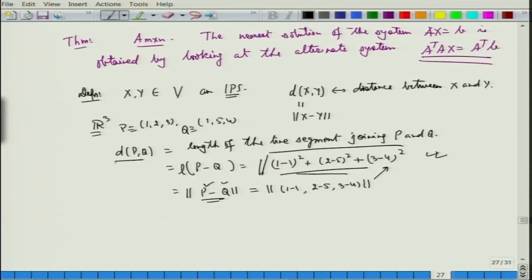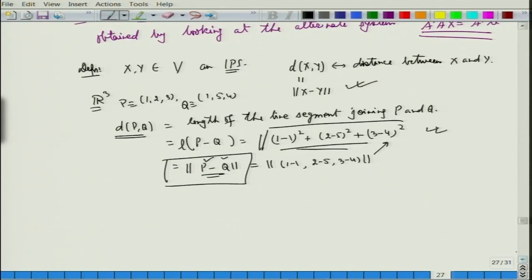So you are defining the distance between P and Q as the length of P minus Q. You can do this for the general setup also. Whenever I have an inner product, I can talk of this. Now, what are the properties of a distance that you should have? The properties of distance that you would like to have. In place of distance, the word you use is norm. So let me look at norm.